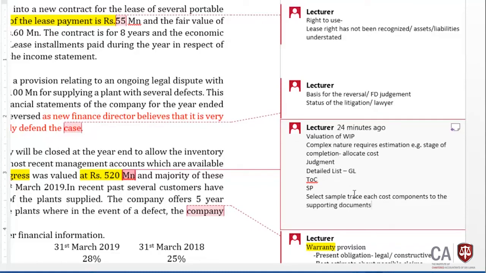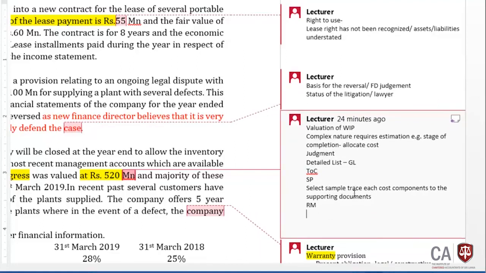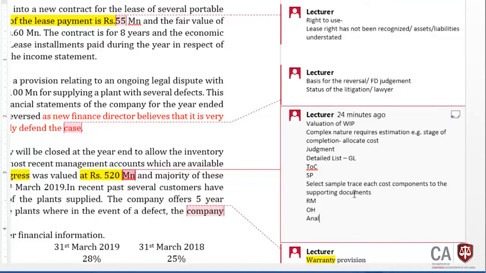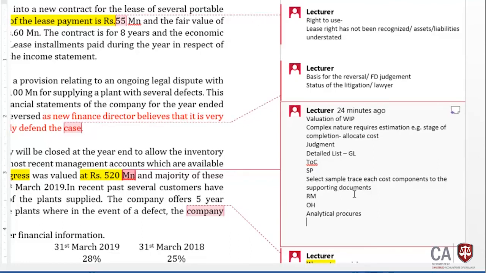So, what are the supporting documents? For example, cost of material can be traced to relevant invoices, right, that is raw material cost. Overhead can be linked to the company's overhead valuation calculation and so on. Like that, the auditor can also look at the aging, that is analytical procedure, which is very important. So, the long-aged items and why they are in work in progress for many years.